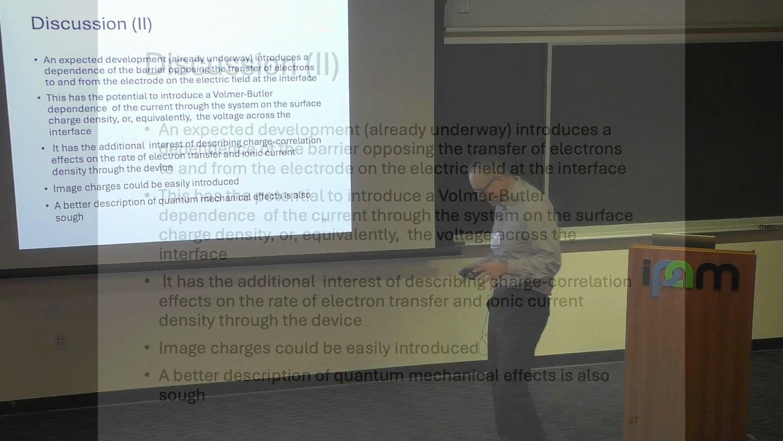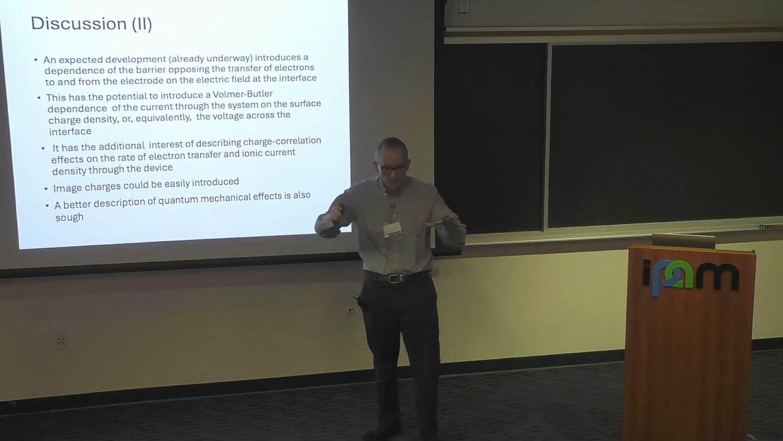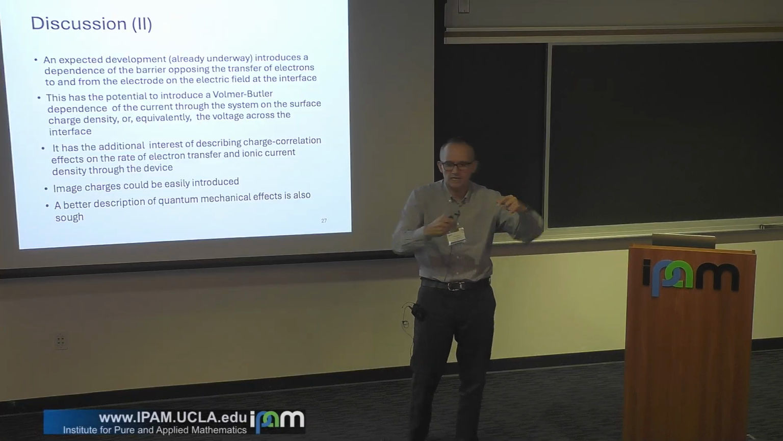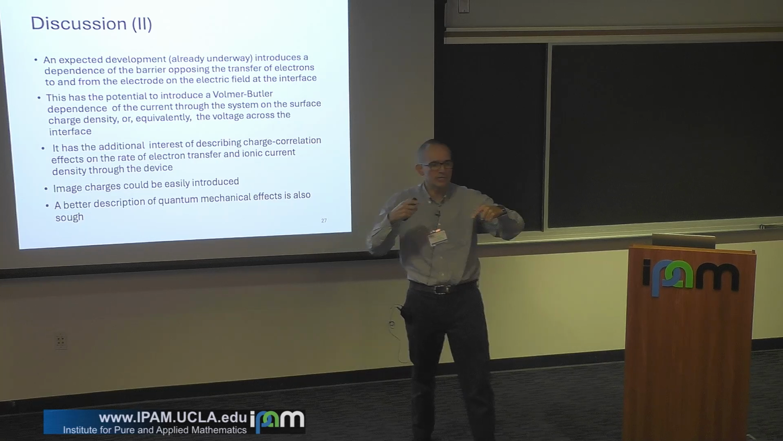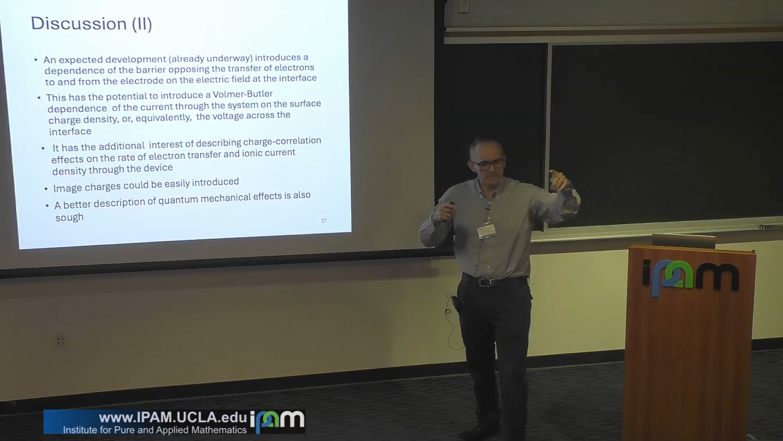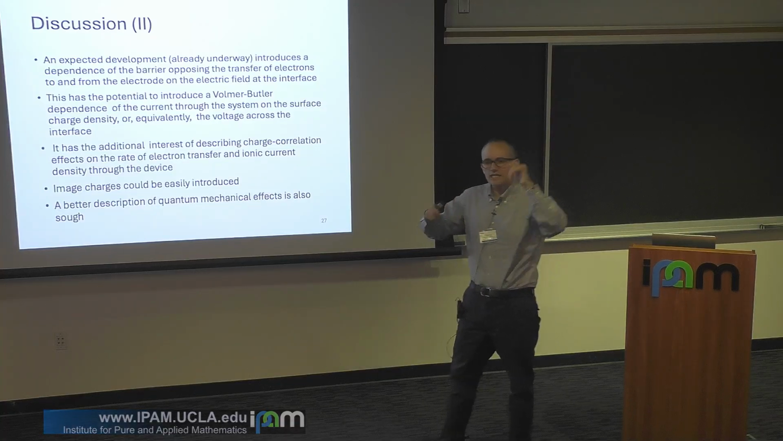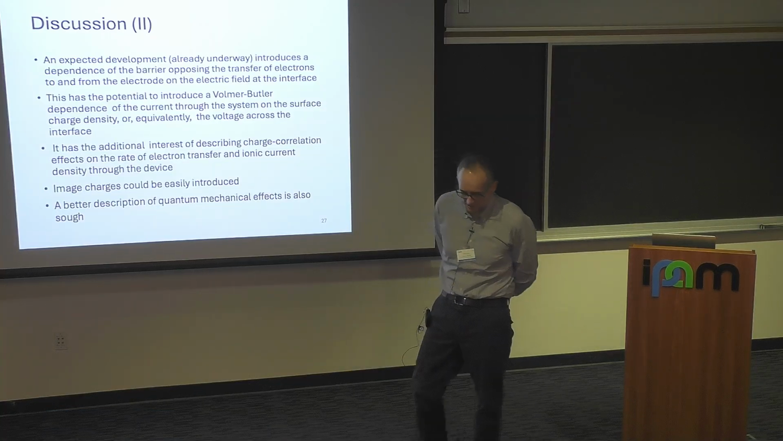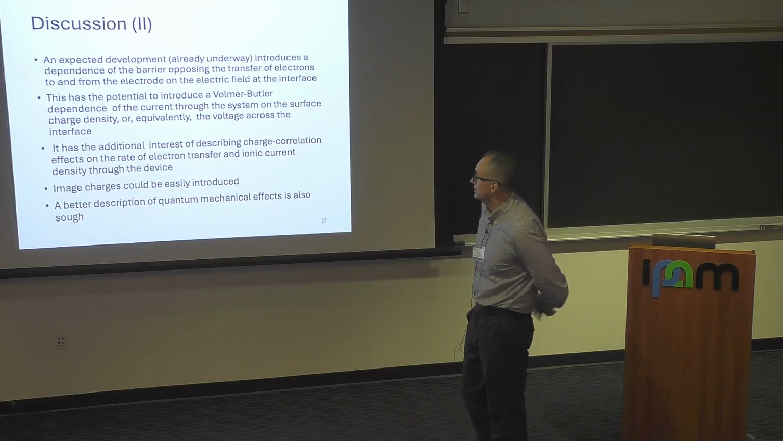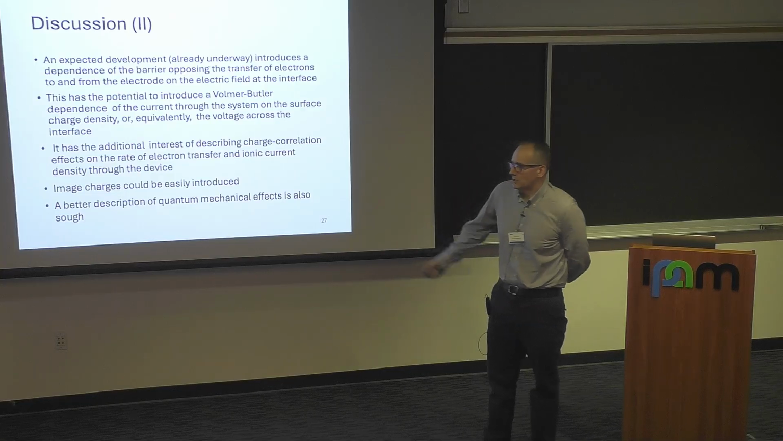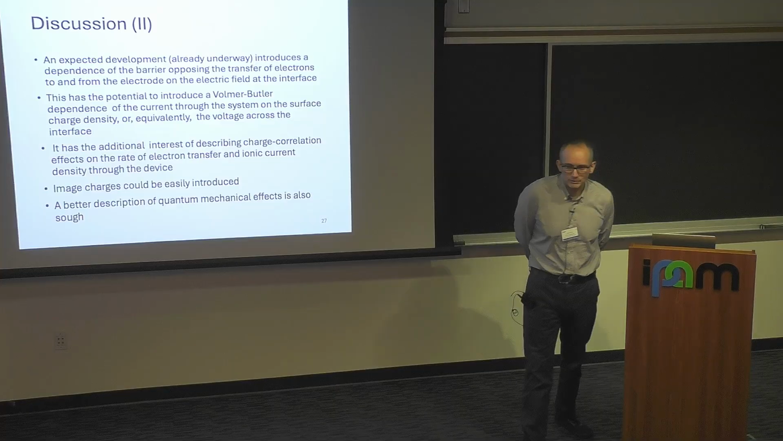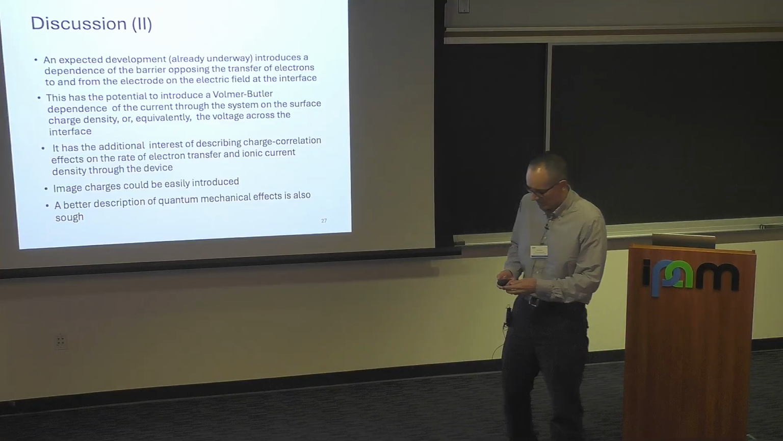Also, and very interestingly, you can have a relation between the correlation of the cations close to the surface, right? Because they will organize, they will have a given electric field. This electric field will change the electron transfer rate, and then this will reorganize again the solvation structure close to the electrode. So this is also something interesting to explore. Image charges we can easily include. And then, of course, a better description of these quantum mechanical effects is something that we would like to consider as well.